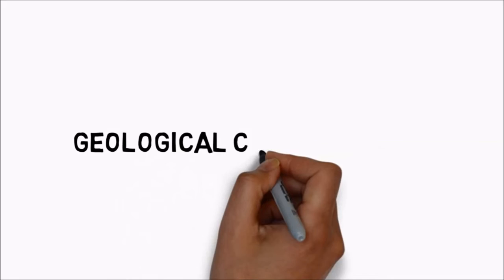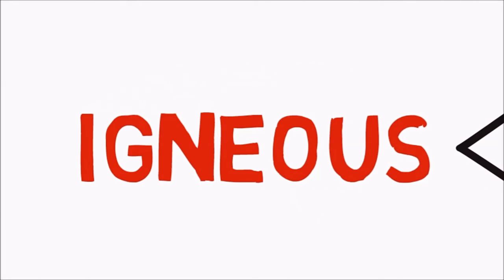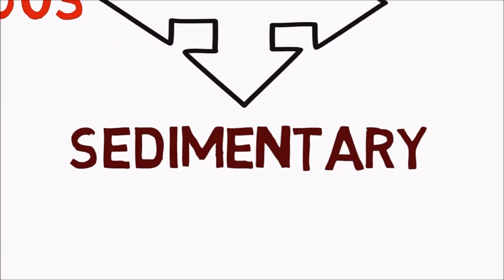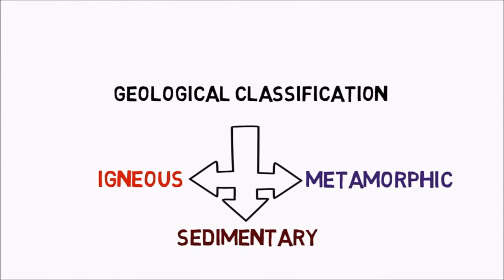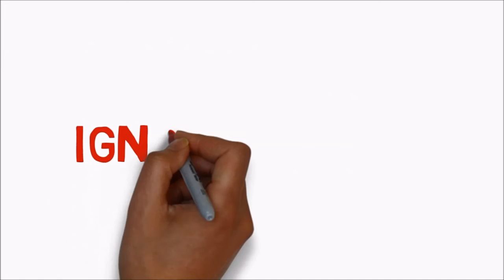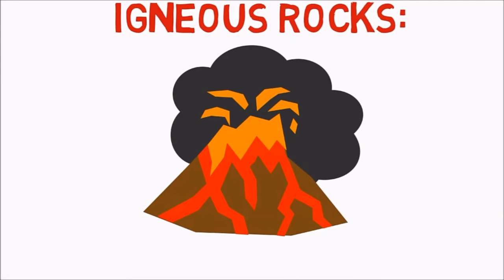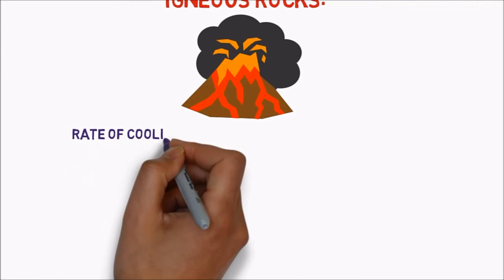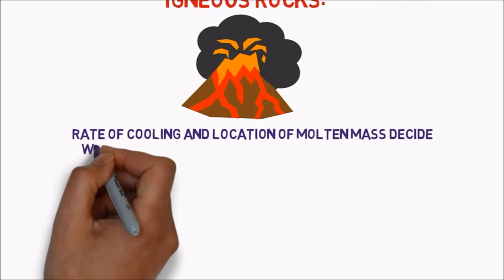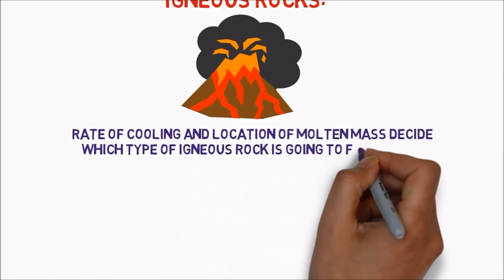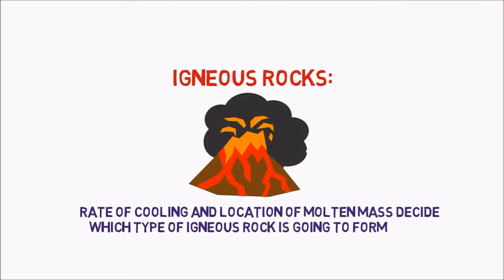Third major classification of rocks is geological classification. Geologically, the rocks are classified into igneous rock, sedimentary rock and metamorphic rock. Formation of igneous rock takes place due to volcanic activity. When the molten material, that is magma, cools, igneous rocks are formed. In igneous rock, the rate of cooling and position of cooling of that molten mass decide what kind of rock will be obtained after cooling of that molten mass, that is magma or lava.